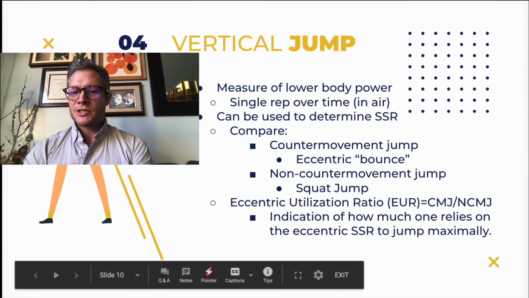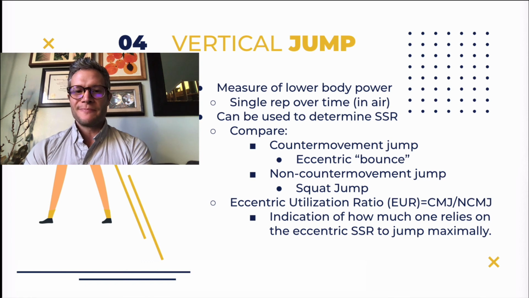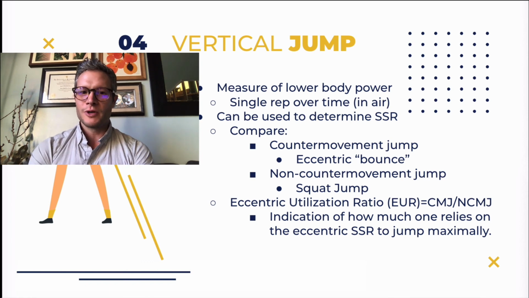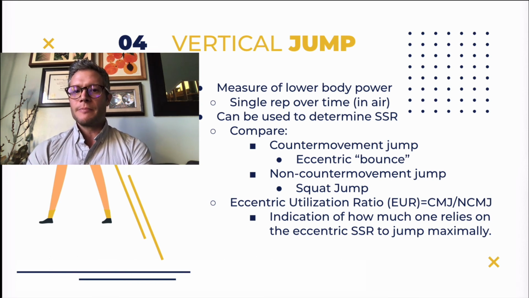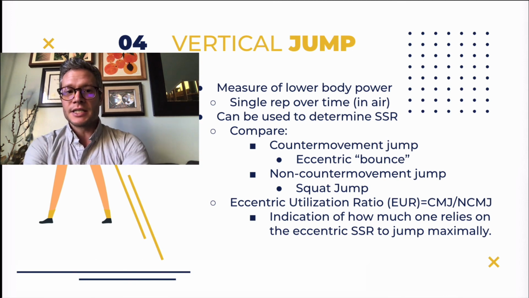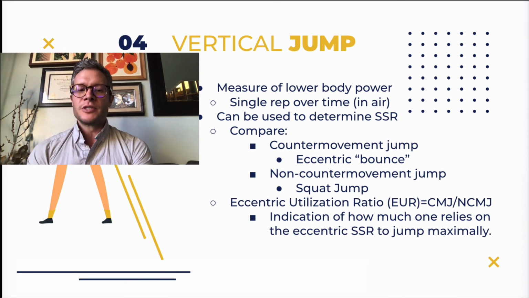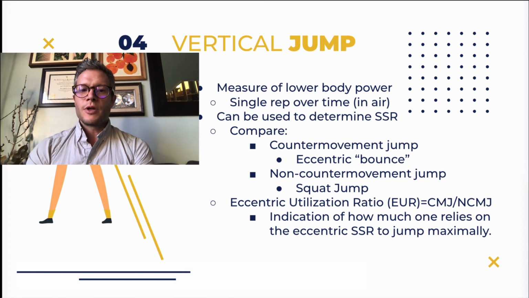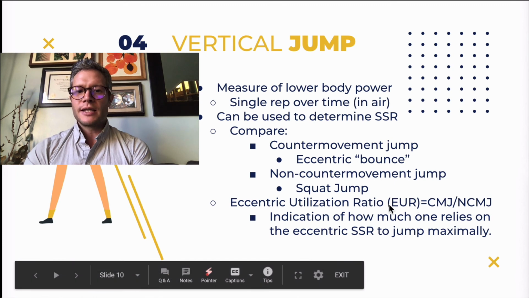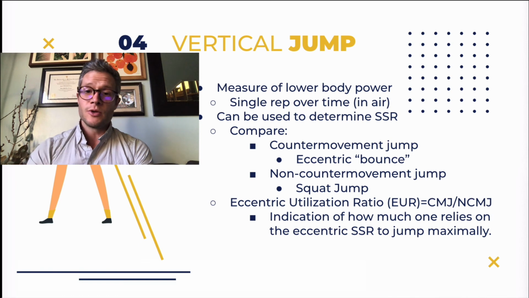All right, last but certainly not least, we have the vertical jump. This one's great, straightforward, pretty simple as far as executing the test. But you're really looking for a single rep over time. So you're looking for, again, power, force over time, or work over time. That's an indication of power. You'll be able to do some calculations. And the unique part about this isn't even so much calculating power, but is when you look at the eccentric utilization ratio.